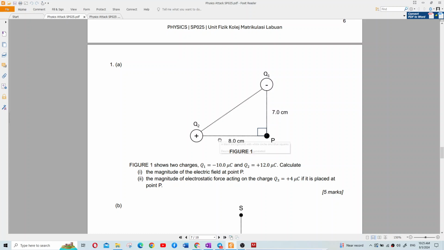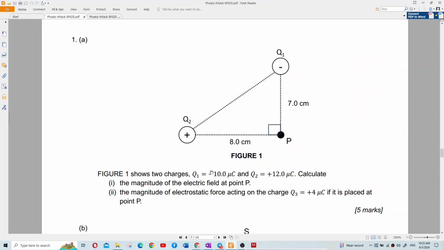Okay, so start with the first question. Many of you did it wrongly. So calculate the magnitude of electric field at point P. Remember, electric field is a vector. So, vector, you must draw the vector diagram first. You must draw out the vector diagram.